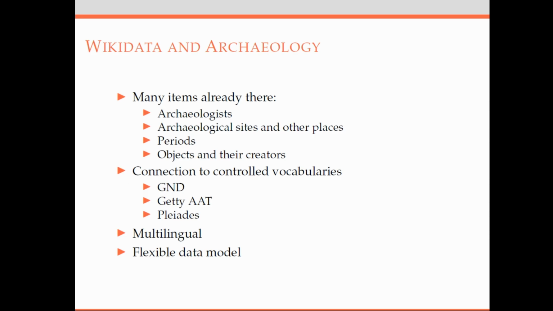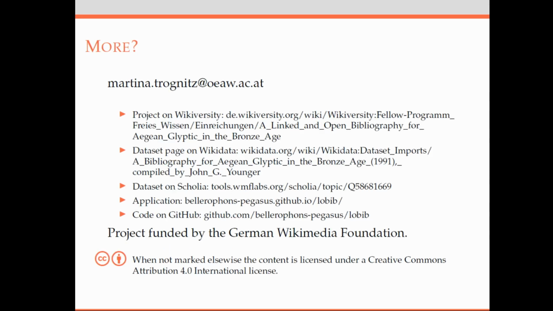And then maybe to expand a bit on Wikidata and archaeology and how this is compatible: you already have a lot of items in Wikidata that are related to archaeology. You have information about archaeologists, archaeological sites, periods, objects, and also their creators. The antique vase painters, for example, are already in there. Then you have a connection to controlled vocabularies, which is really nice because you find many connections to other controlled vocabularies. It's multilingual, and you have a very flexible data model.